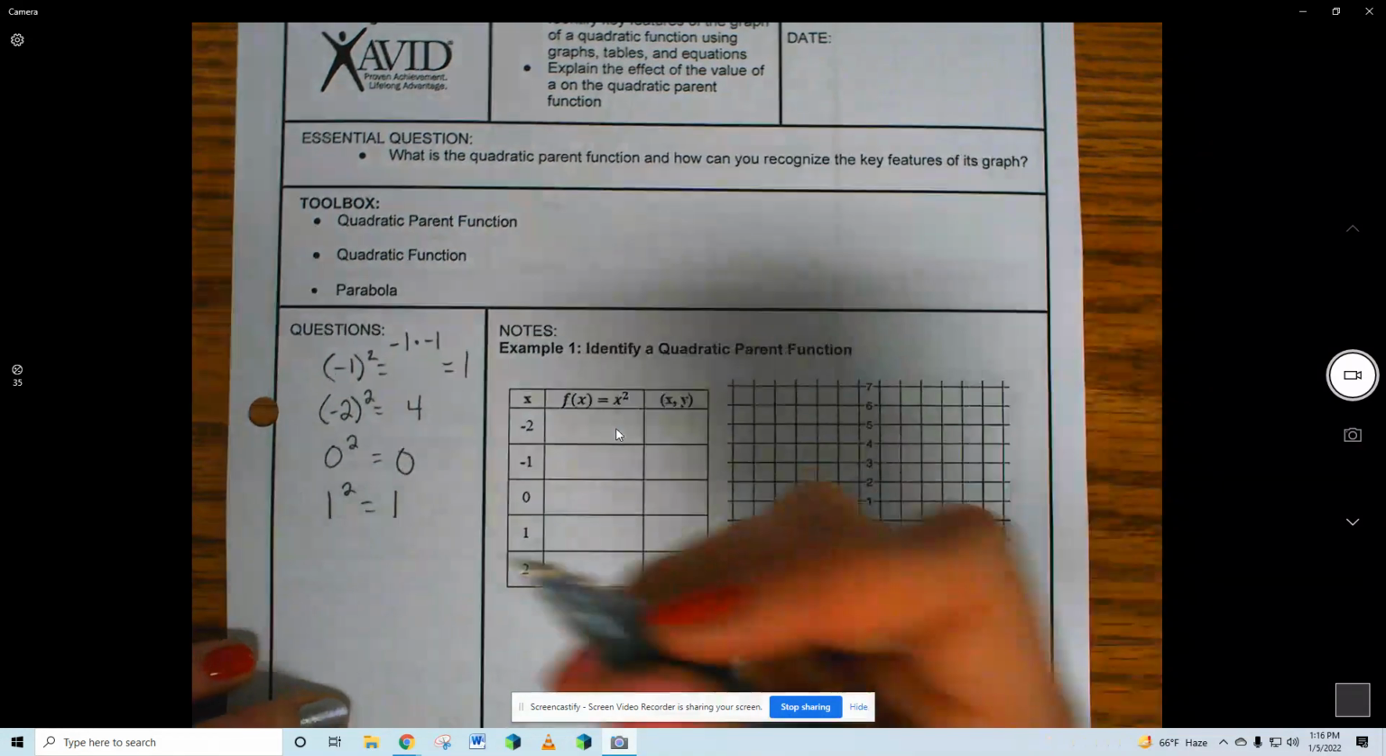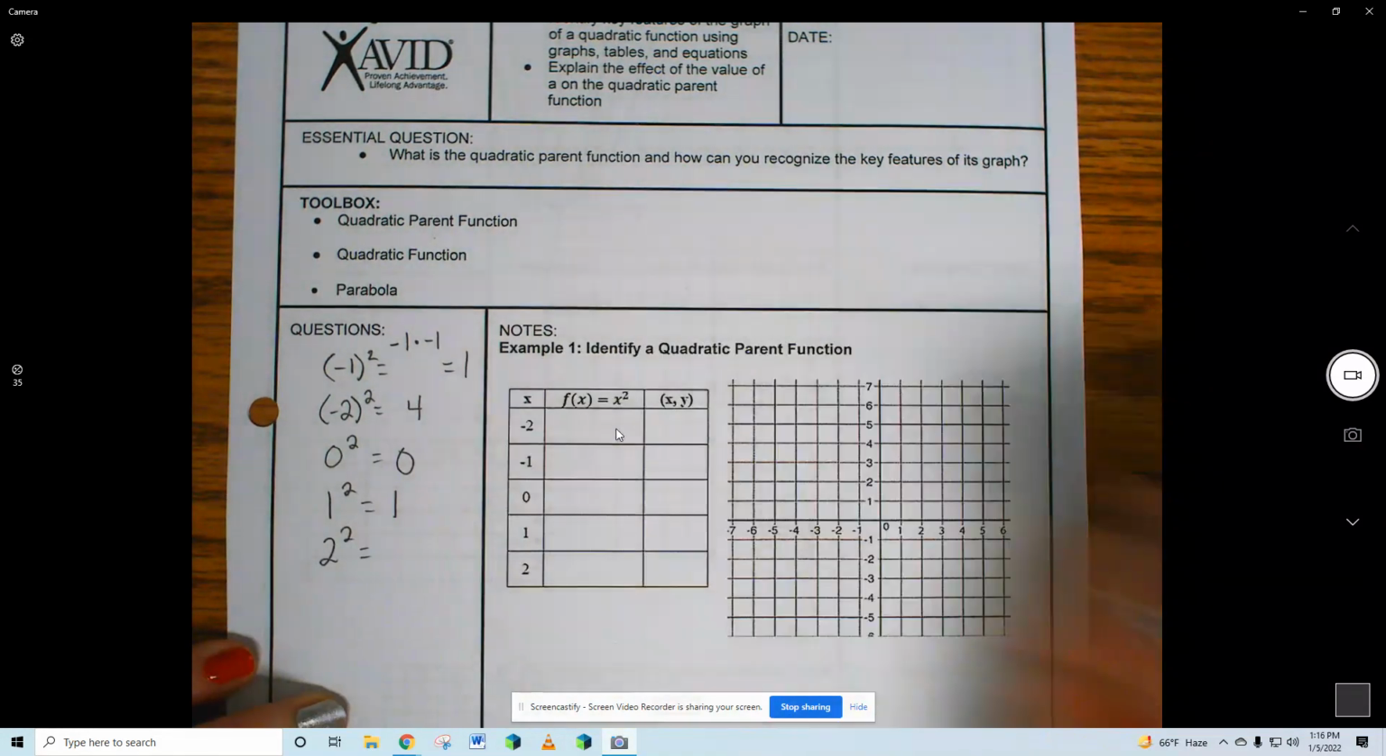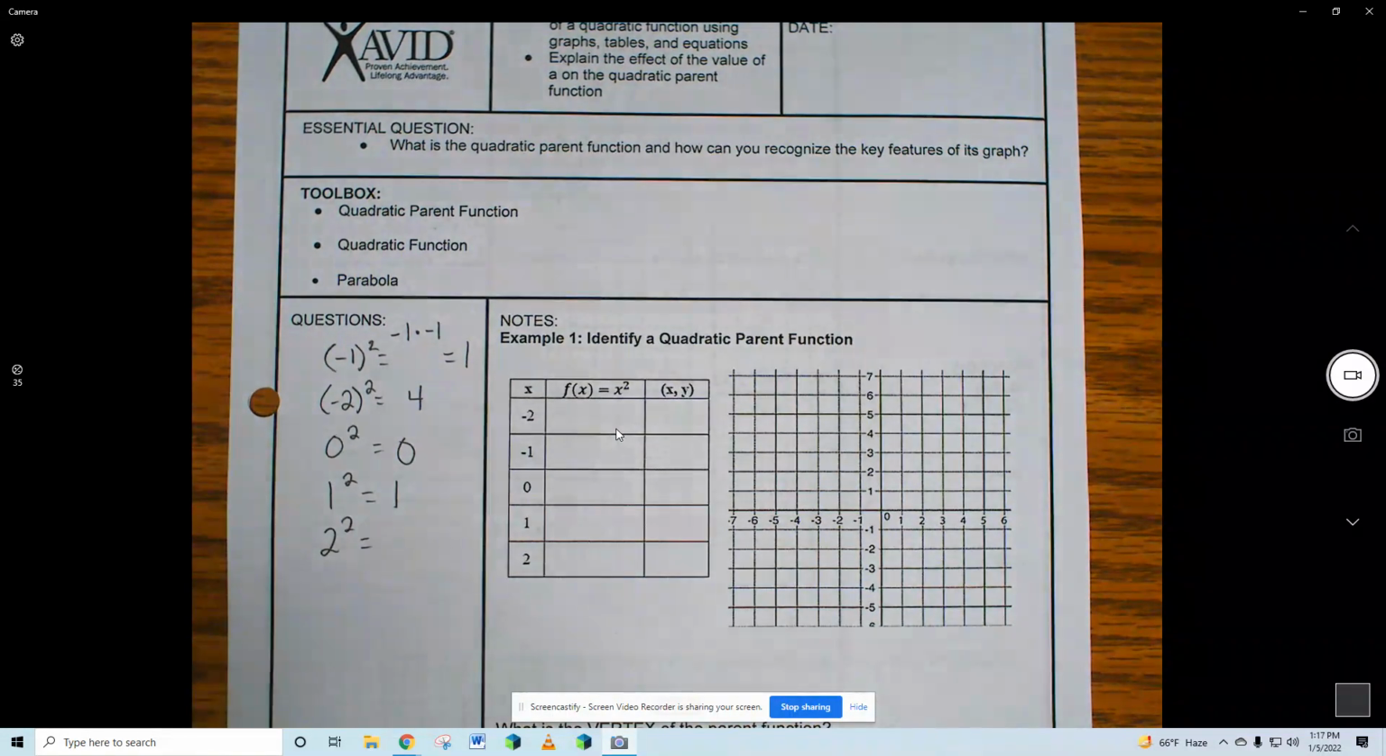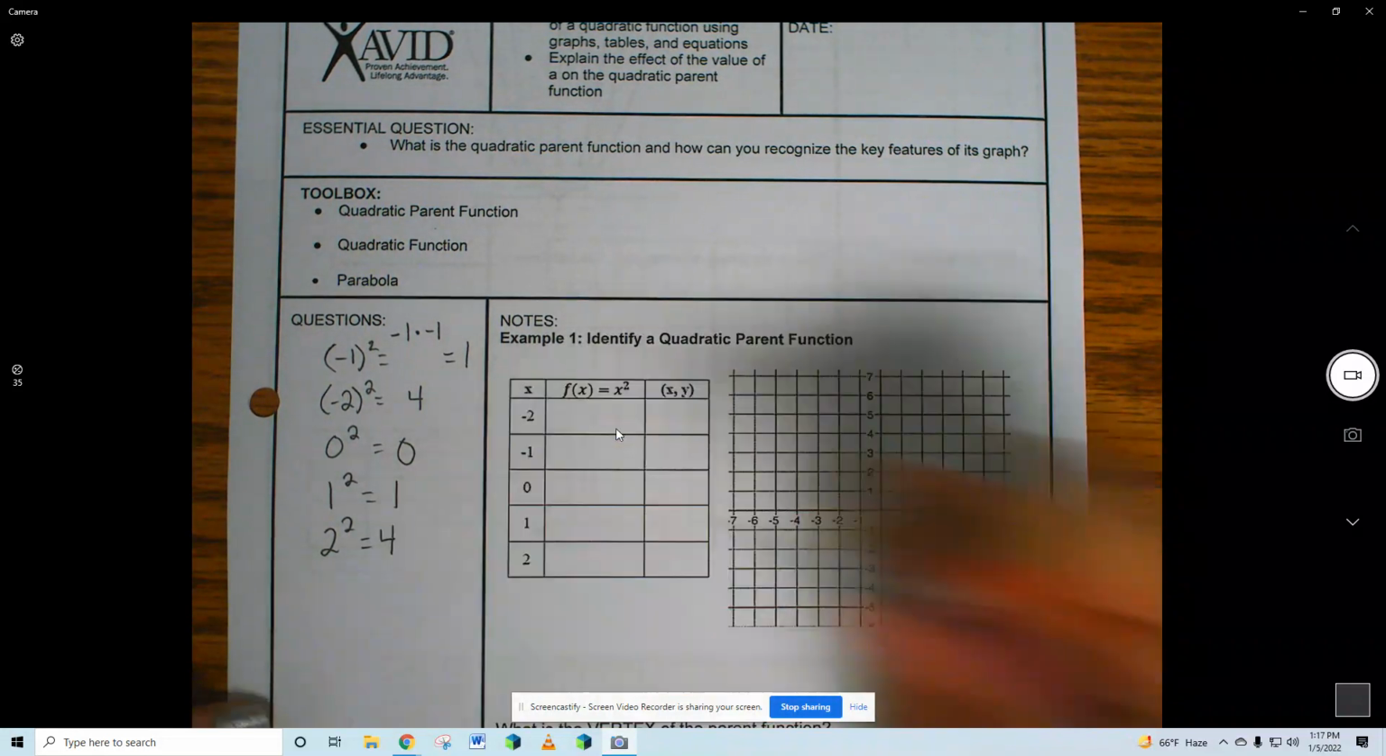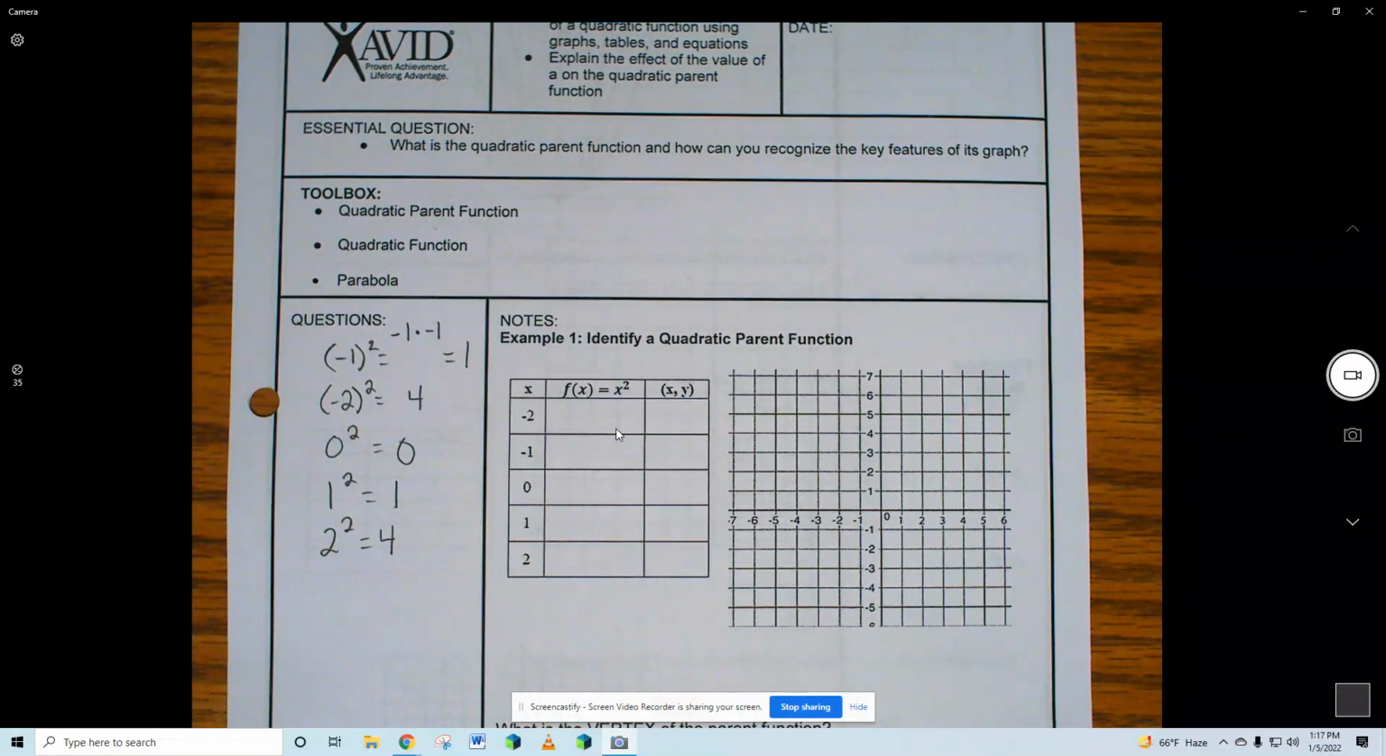All right, 2 squared. 2 times 2? 4. Good. And I wrote, which we did last semester already, but all my other classes are now focusing on this, so you guys are ahead of the game. But knowing the perfect squares, and we took a pop quiz on that, I would say maybe September. So I'm hoping those didn't disappear from your brain.